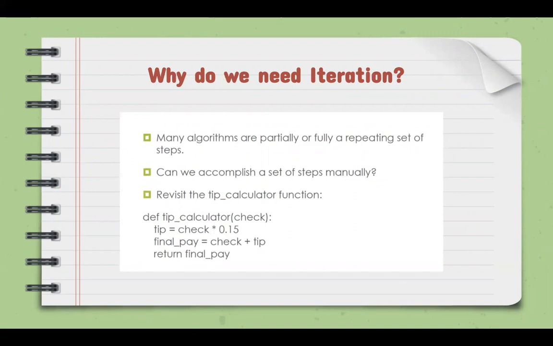But if you just look at it, you'll see that it says tip equals check times 0.15. And in the final place, it goes to check plus tip. Regardless of your Python knowledge, you can tell that multiplication is going on. And multiplication involves repeating the step over and over again because you're repeatedly adding a value to another value. So because it's repeating a set of steps, we can use iteration here. This is primarily what iteration hopes to accomplish and make easier for the user.